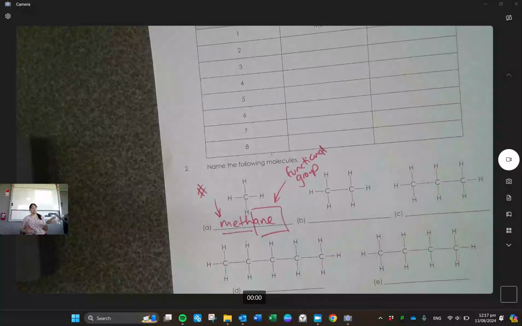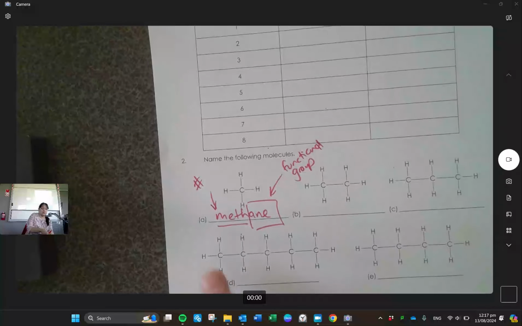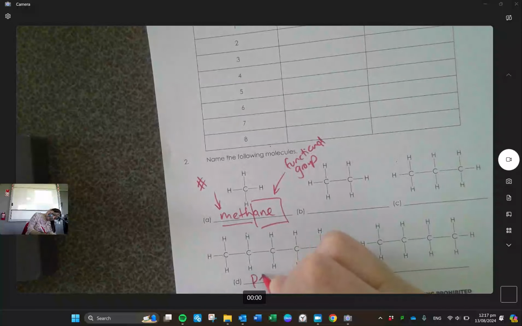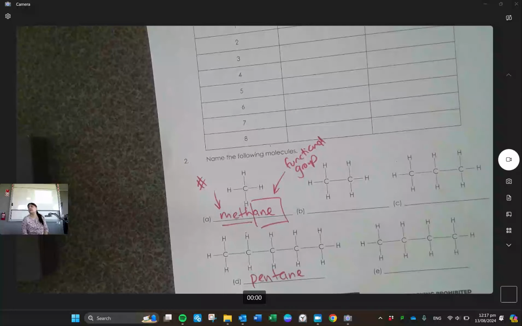But all I want you guys to worry about today is just learning how to name these molecules. So we go through and we count 1, 2, 3, 4, 5. Look at the number 5. That is pent. So this is pentane. That's the first step to learning how to name our organic molecules.